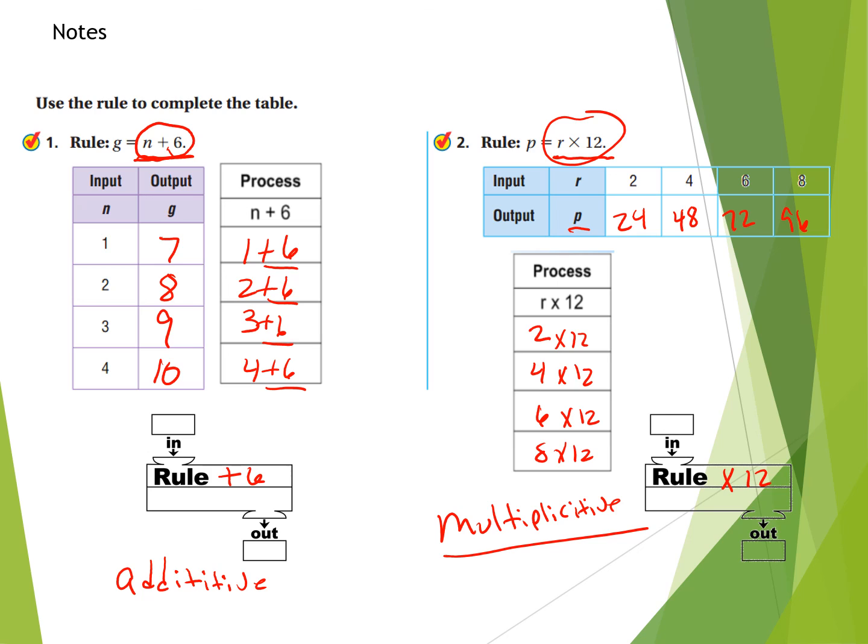And that, boys and girls, is the end of the story. It's that simple. You find the rule and you do that rule to every input number, and you will come up with an output number. All right? You will practice it in class.